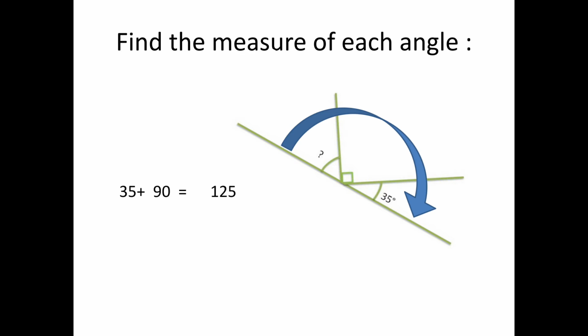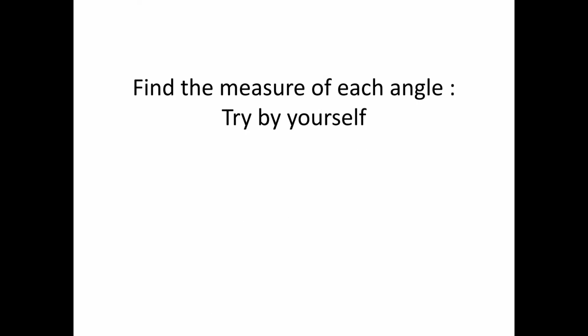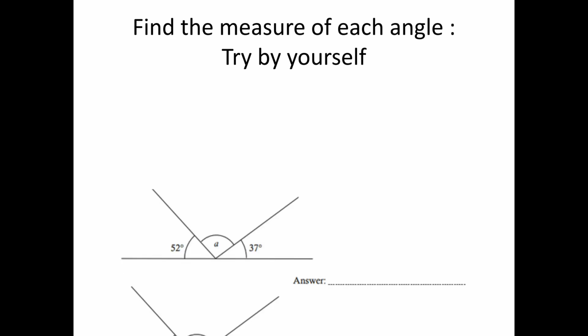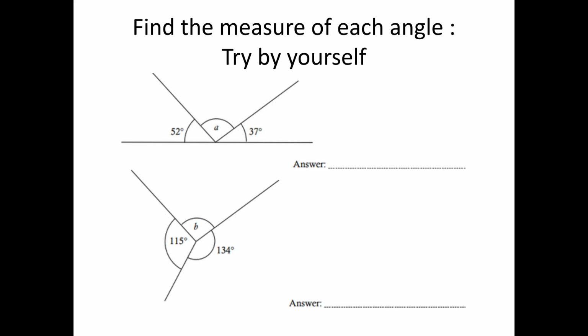Okay? So I'm going to add all of what I have, as we said. Add the 35 plus the 90, then subtract what you have from the total. 180 minus what you got will give you 55. Try by yourself to get the measure of each missing angle here. Pause your video till you get the answer.